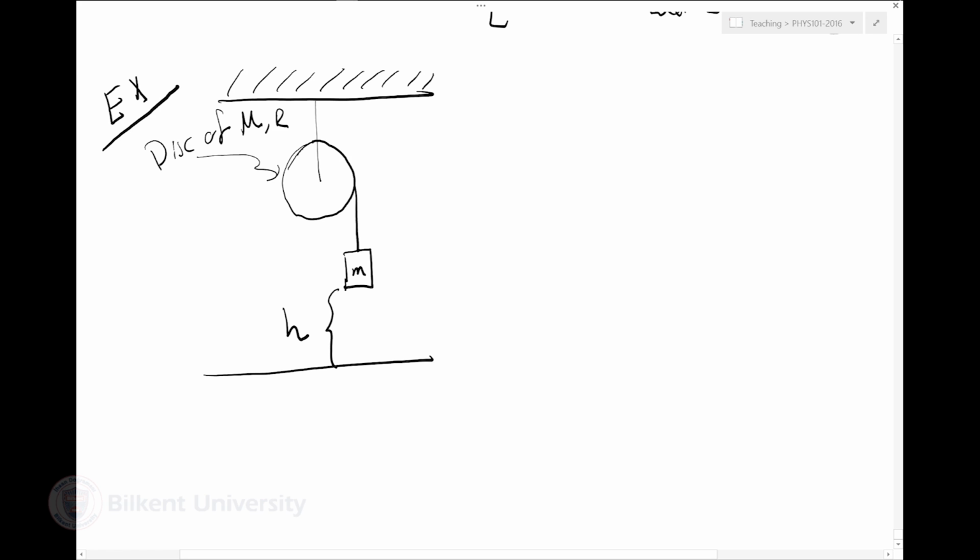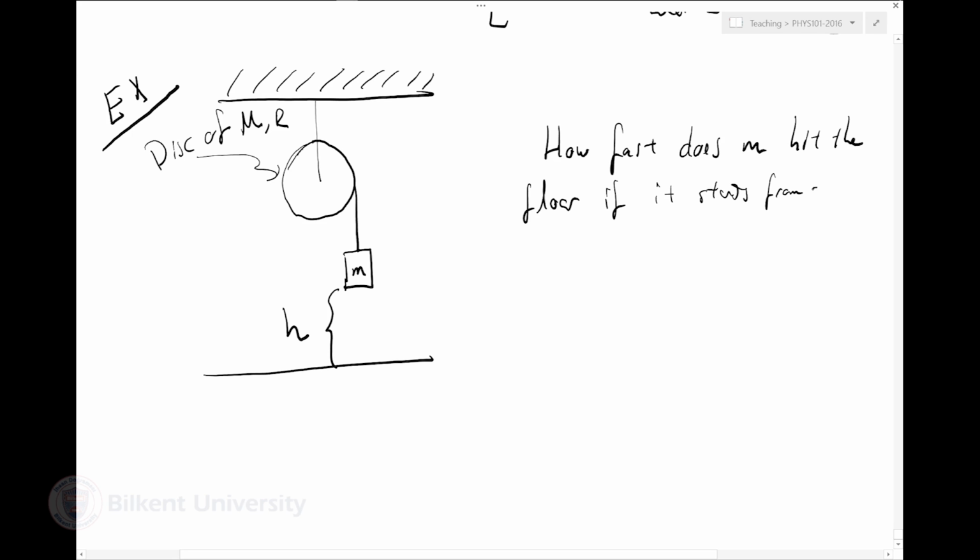The question is, how fast does m hit the floor if it starts from the rest configuration shown?